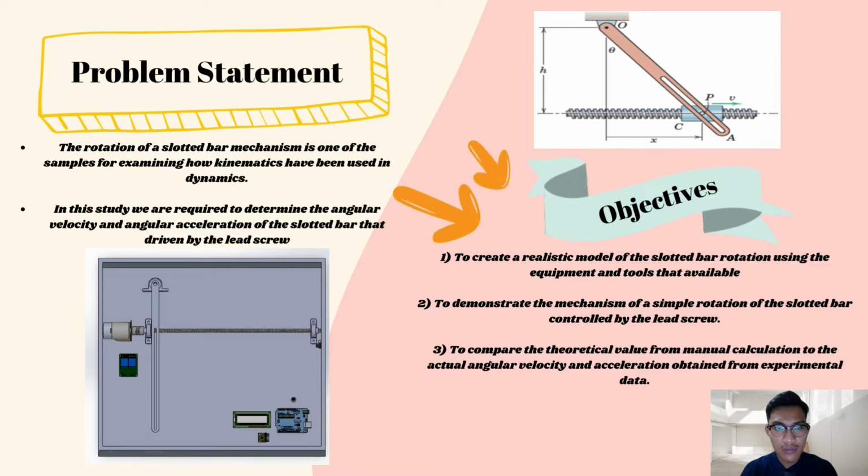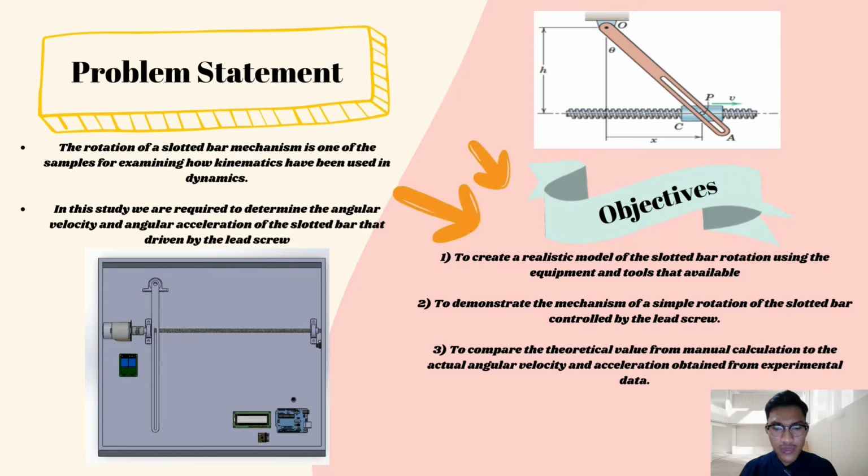The rotation of the slotted bar mechanism is one of the examples of examining how kinematics have been used in dynamics. In this study, we are required to determine the angular velocity and angular acceleration of the slotted bar that is driven by the lead screw. It should be quite helpful to illustrate the motion of a slotted bar controlled by a lead screw model. Thus, the theoretical and experimental results should be evaluated to determine the accuracy of the student data collection.